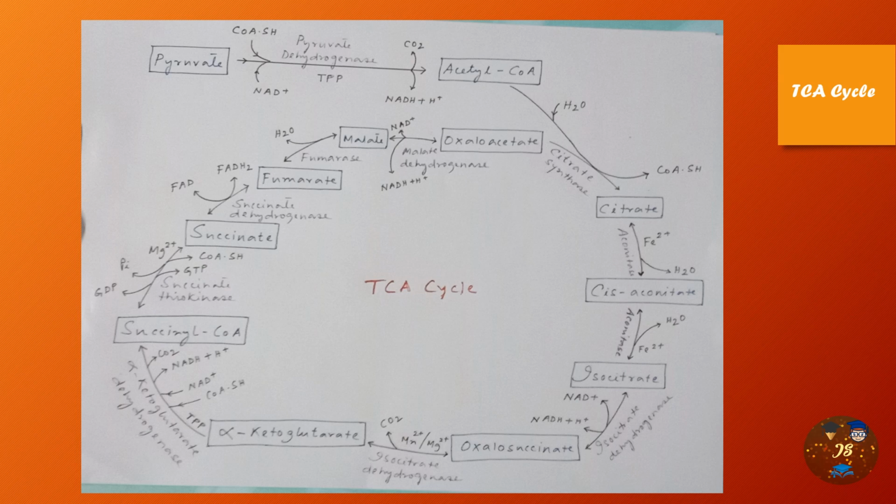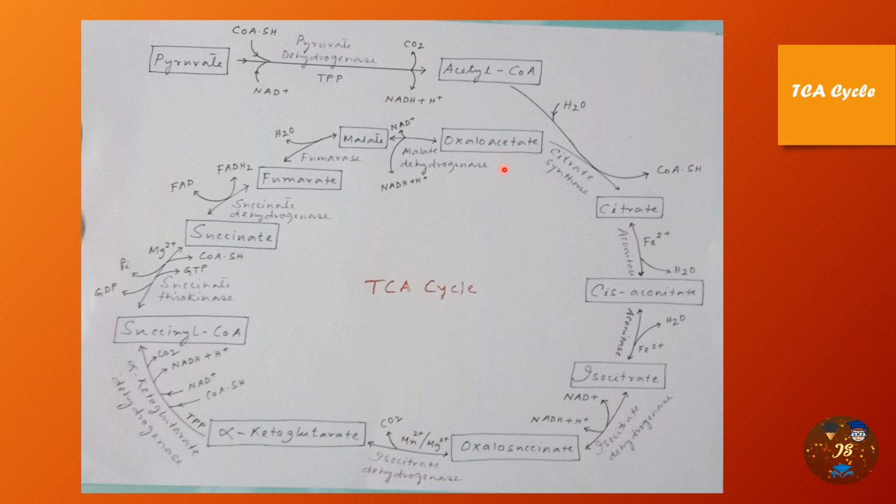Now we will understand the TCA cycle steps in a very easy way. So it starts with pyruvate. This pyruvate, with the help of the pyruvate dehydrogenase enzyme, is converted into acetyl-CoA. Now in this step, TPP is present and carbon dioxide is released, as you can see. CoA is inserted, NAD is inserted, and NADH and hydrogen ion are released. Now this acetyl-CoA enters into the TCA cycle.